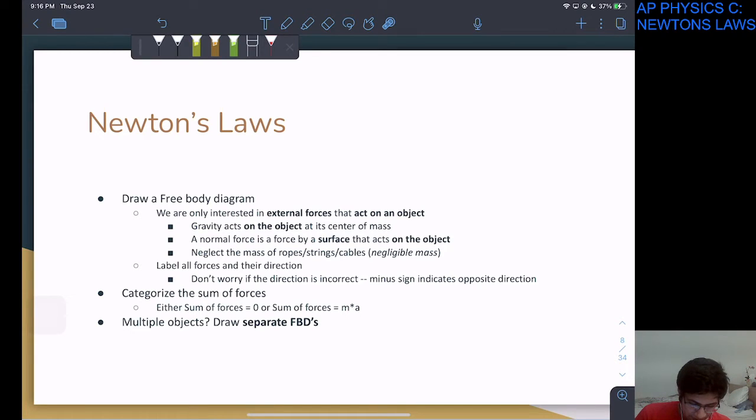Also, we want to categorize the sum of forces. So in these types of problems, there's mainly 2 situations, right?